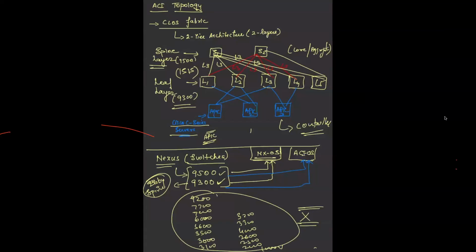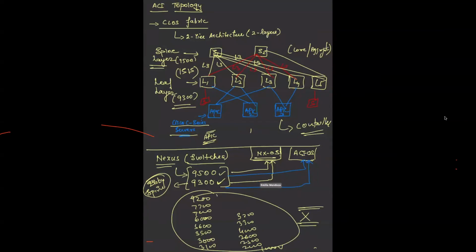For example, if I have one server connected to my leaf, and this is another server, your server traffic will not go over the APIC. It goes via leaf to spine and then from the spine to another leaf. So your APIC will not come into the path, your controller will not come into the path. It doesn't matter whether it is layer 2 or layer 3, it is only for your control plane frames. Okay, fine.